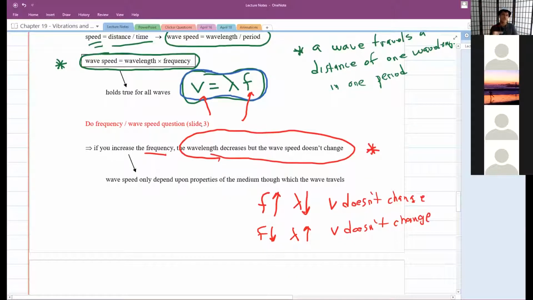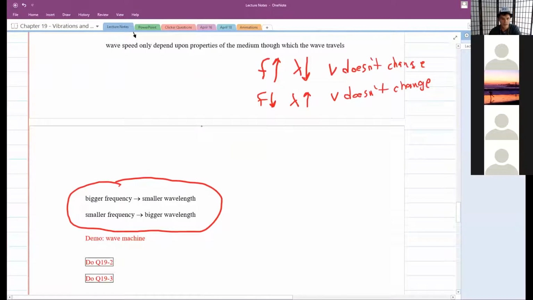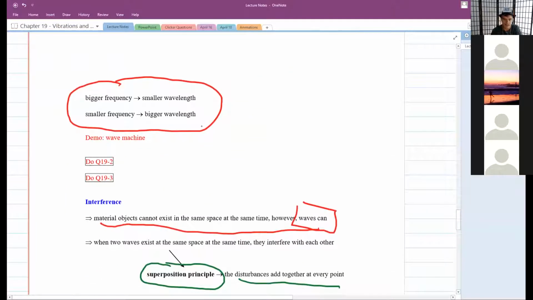Now, what determines the frequency? What determines the amplitude? All waves are created by something which is oscillating up and down. So if I were creating waves on a string, I control the amplitude by how high I move my hand up and down, and I would control the frequency by how quickly I would be oscillating the string back and forth. So the big thing here is if the frequency of a wave goes up, the wavelength of the wave would go down, but the speed is constant.